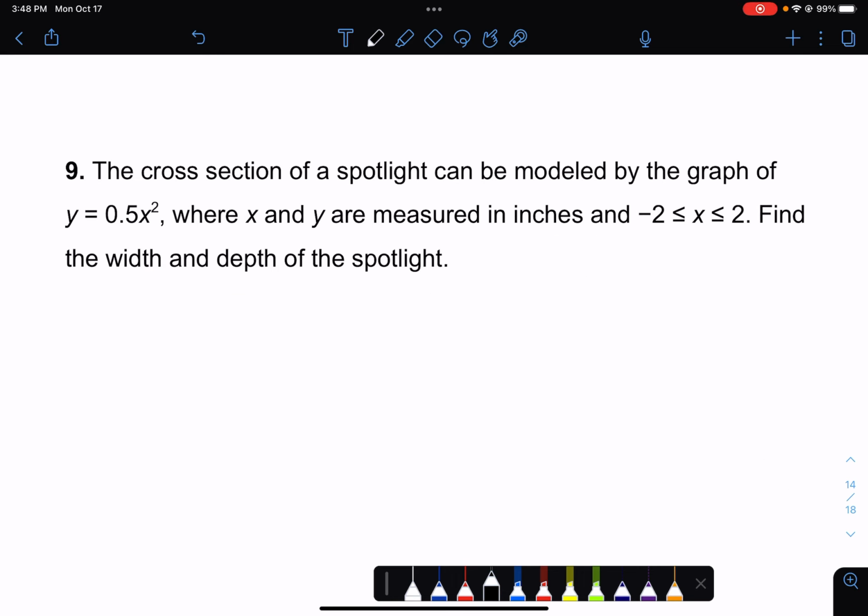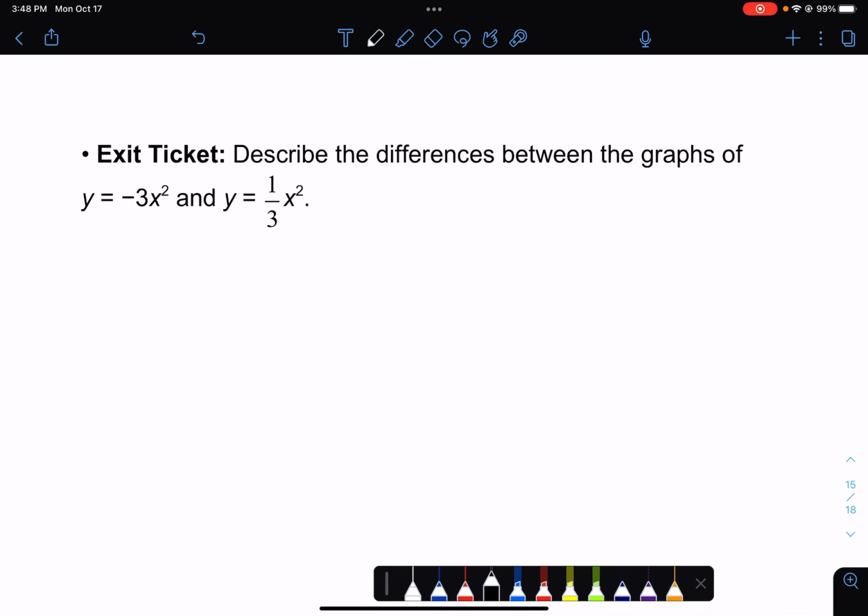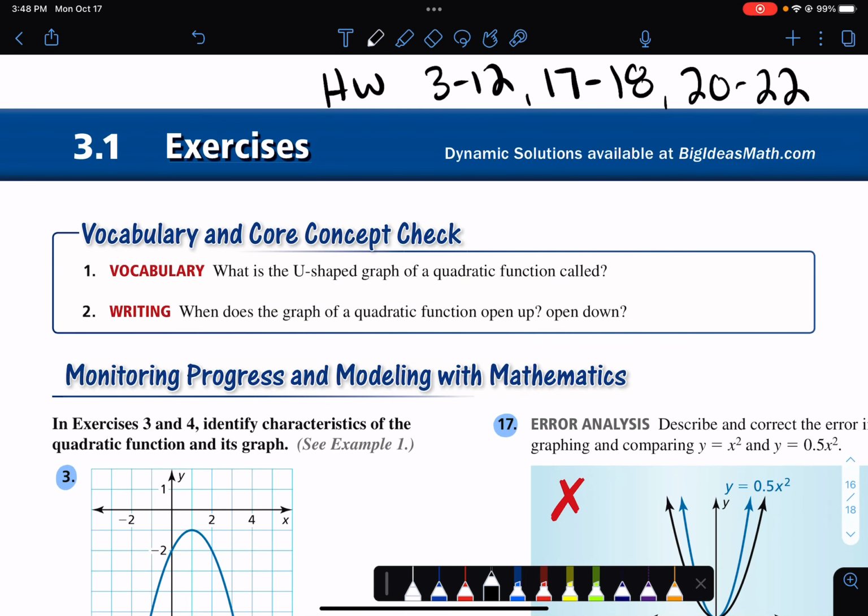Okay, your homework assignment. I want you to do 3 through 12, 17 through 18, and 20 through 22. Give those a try. Bring it to class. Email me, whatever you need to do if you have questions.